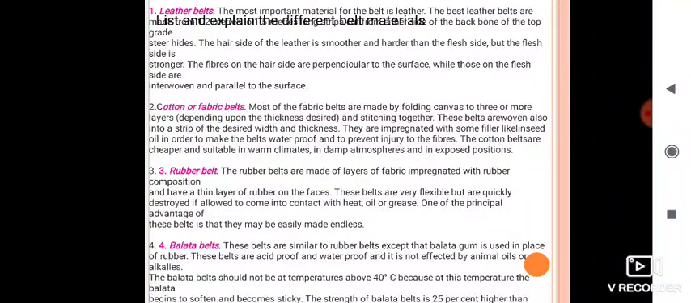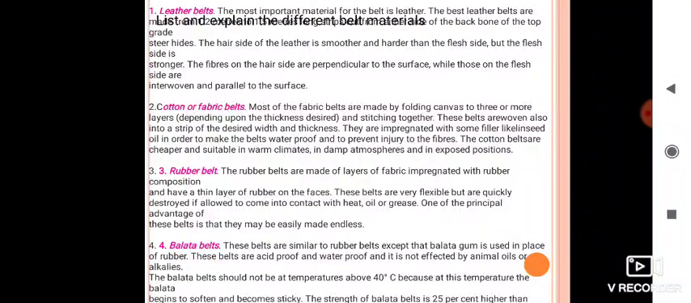Most of the fabric belts are made by folding canvas into three or more layers. The fabric belt is made with three or four layers, which gives the maximum strength, and stitching them together gives more strength.